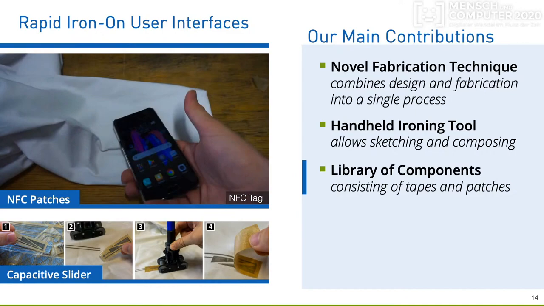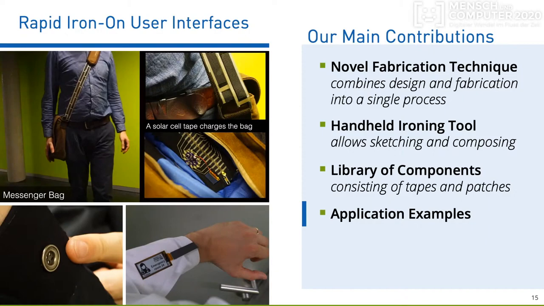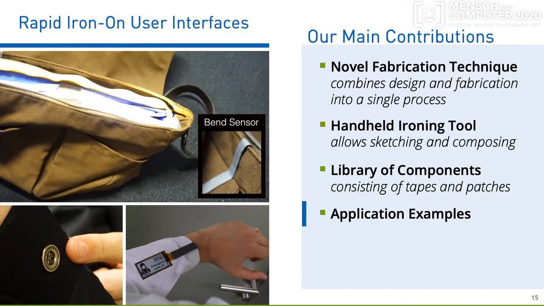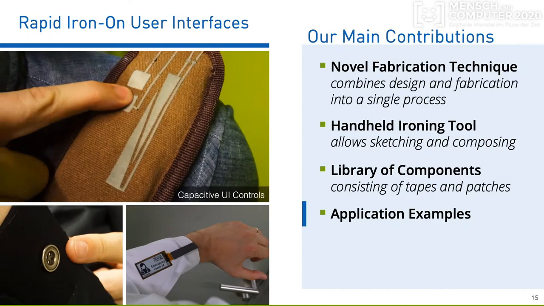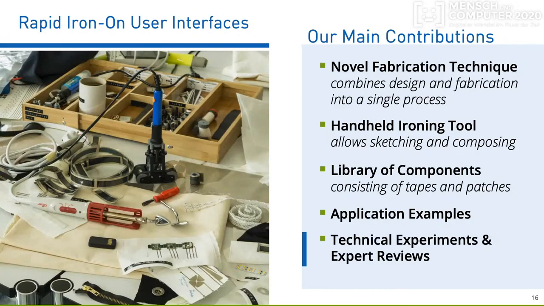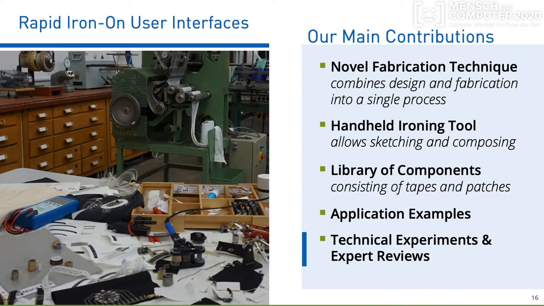To demonstrate the versatility of our toolkit, we also implemented applications for ubiquitous and wearable computing, including a solar-powered smart bag with integrated lighting, a moisture sensor, and music controls as the shoulder pads. Finally, we conducted technical experiments as well as hands-on sessions and reviews with fashion, textile, and fiber experts. The expert reviews provide us insights into the design workflow and allow us to discuss technical parameters such as the required knowledge and costs, as well as the degree of integration, functionality, and durability.